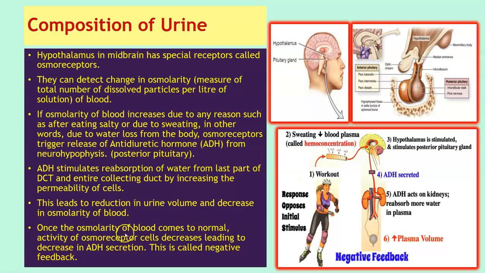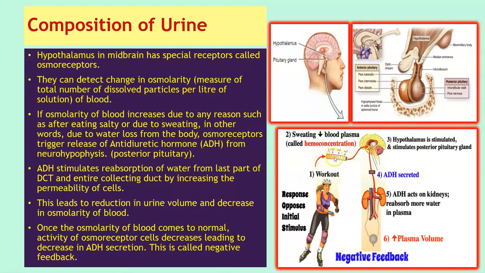Now, once the osmolarity of the blood comes to normal, activity of the osmoreceptor cells decreases, leading to decrease in ADH secretion. So when the osmolarity comes back to normal, the osmoreceptor cells decrease the secretion of ADH. So this is called negative feedback. Have a look at this image here to understand what this negative feedback is.